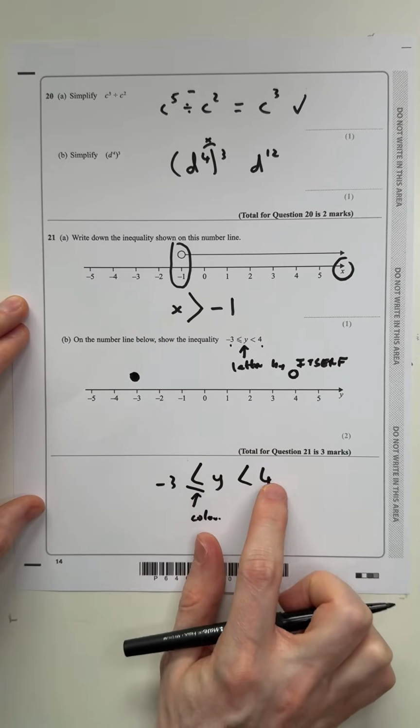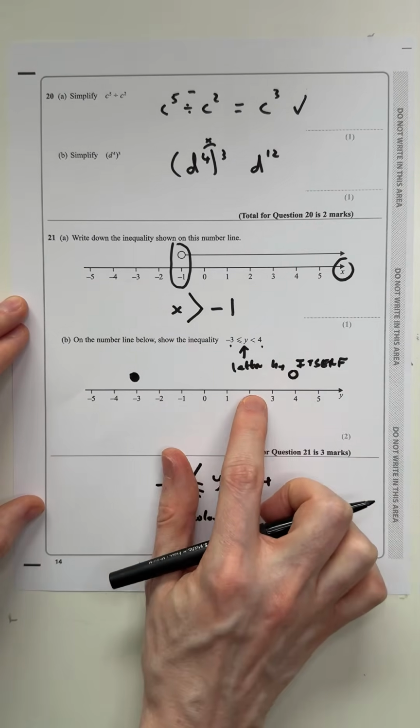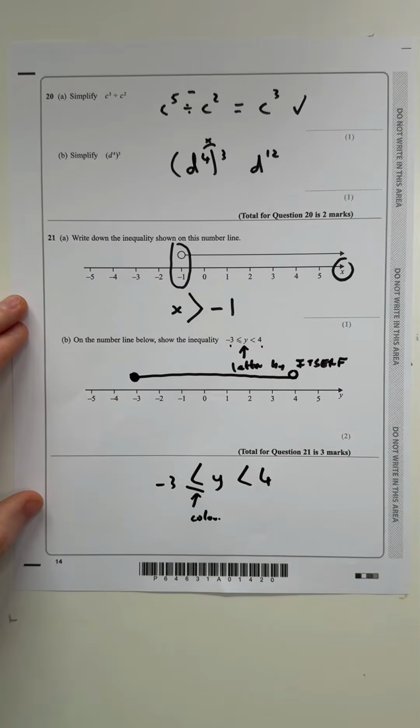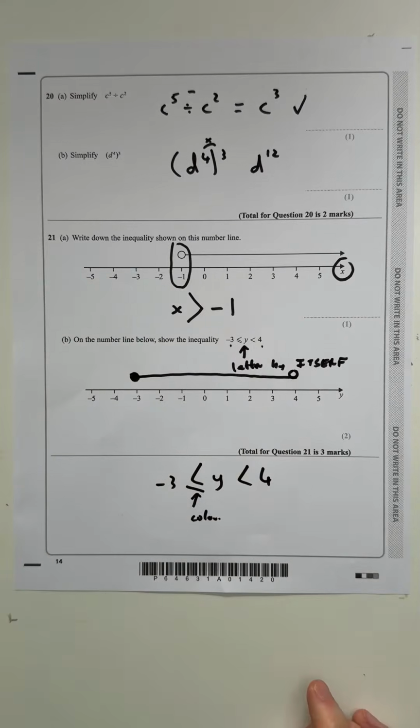Here, y is less than 4, so the circle still goes above 4, but you don't color it in. Then you just draw a line connecting those, and that's it done. If it had something else in the middle, you've got to do the same thing to left, right, and middle to keep it balanced. Does that make sense? Any questions? So transformations is the next one.